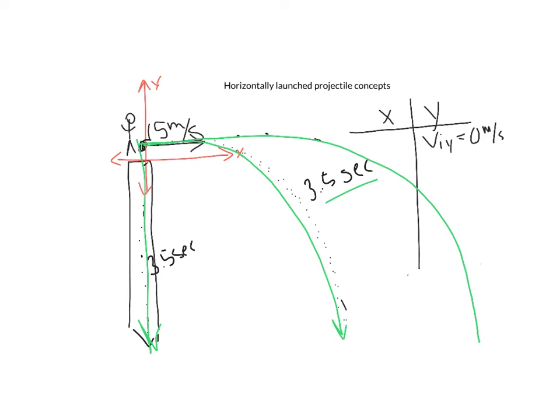The other big takeaways was realizing that, and I've kind of erased it here, initial velocity in the Y direction is always 0. Acceleration in the Y direction is always negative 9.8 meters per second squared. And knowing that your acceleration in the X direction is always 0 meters per second squared. These are big takeaways that you have to have memorized before you can solve any problem in horizontally launched projectiles.